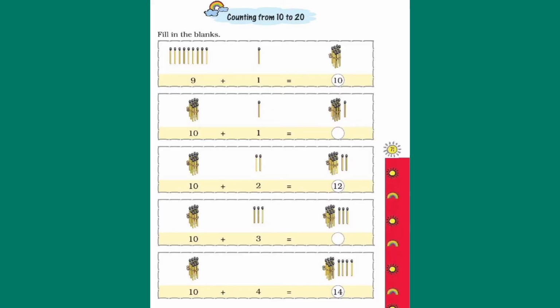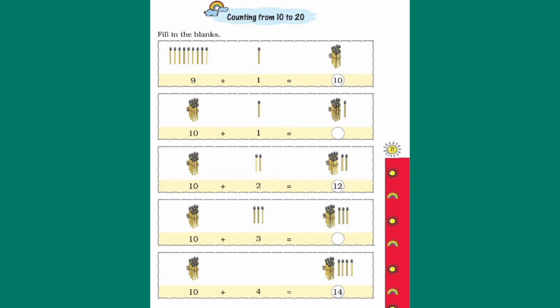Today we are going to do some more topics of your mathematics NCERT book. So dear children, let's get started. Dear children, page number 71 of your maths textbook. Here we have to do counting from 10 to 20.